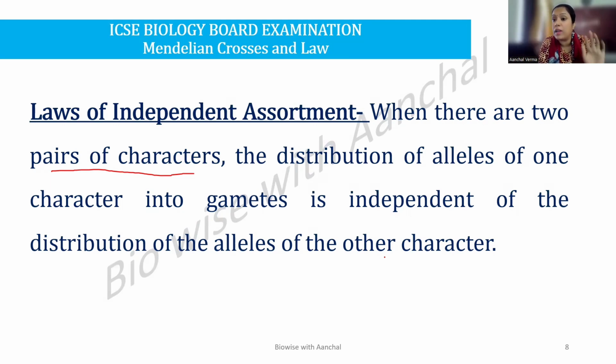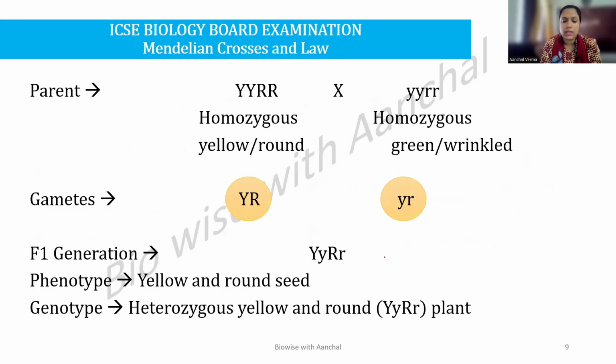Here we are talking about dihybrid cross. You can see the example here. Your parent is homozygous yellow and round. Yellow is a dominant trait, represented by capital Y, and R is also a dominant trait, represented by capital R. And here you have the recessive traits, so green and wrinkled.